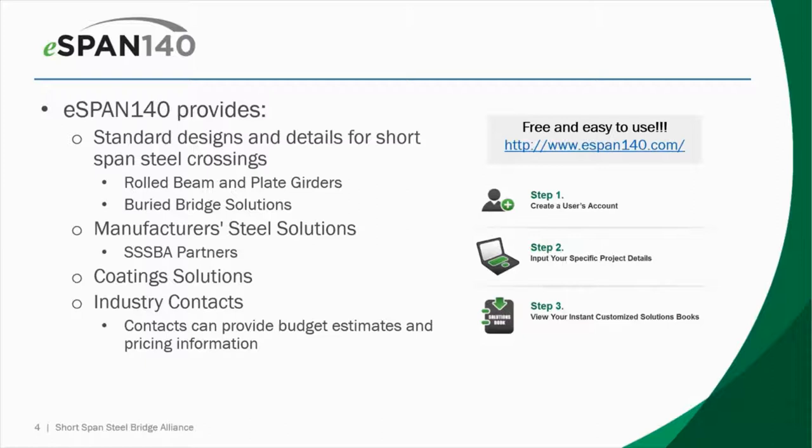To access the standards, all you need to do is go to eSPAN140.com, create a user's account, and then start a project. Once you've input your specific project details, eSPAN140 will generate a customized solutions book that contains all of the necessary information to construct a typical short span bridge based on your input. eSPAN provides standard designs and details for rolled beams and plate girders, as well as buried bridge solutions. You can also find on the website a series of manufacturer steel solutions for your project, information on coating solutions, as well as industry contacts.